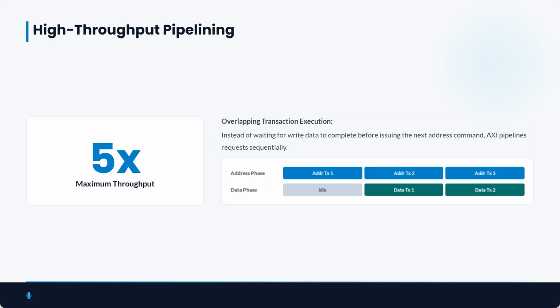Now let's look at how AXI achieves up to 5x throughput improvement through pipelining. So look at the diagram on the slide. In a traditional non-pipelined bus, you send address 1, wait for data 1, send address 2 and wait for data 2. Just have a look. Now in AXI, in clock cycle 1, you send address TX1 on the address channel. In clock cycle 2, while data TX1 is being transferred over the data channel, the master sends address TX2 on the address channel. In clock cycle 3, data TX2 is transferred while address TX3 is already being issued.